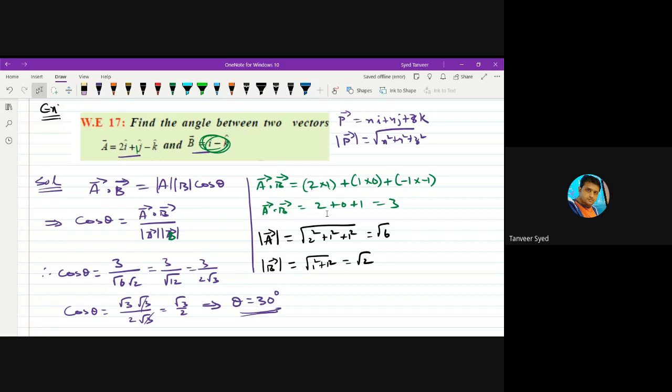Like this, you can find angle between any two given vectors by using dot product.